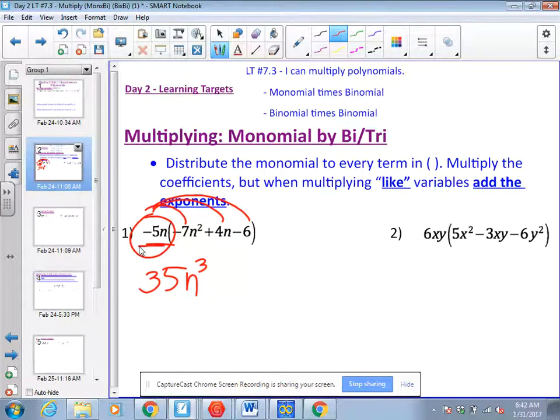When I go on to the next term, my coefficients will multiply to negative 20. I have 2 n's total, so it's going to be n squared. Third term, my coefficients will multiply to positive 30, negative 6 times negative 5, and I have 1 n there, that monomial. And then, this is written in standard form, and there are no like terms, so that's my answer.